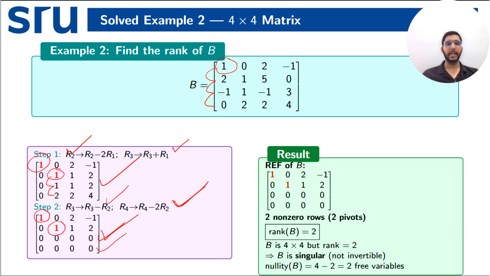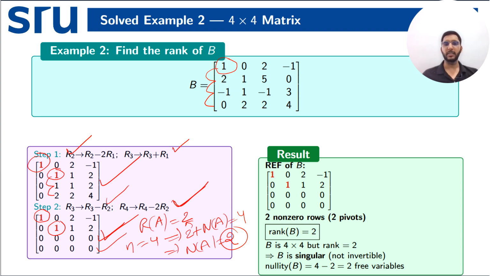That means the rank of this matrix A is 2. But here the number of columns n is 4. So according to the rank nullity theorem, 2 plus nullity of A equals 4. This is the rank, this is the nullity. So what is the value of nullity? Nullity of A will be 2 again.